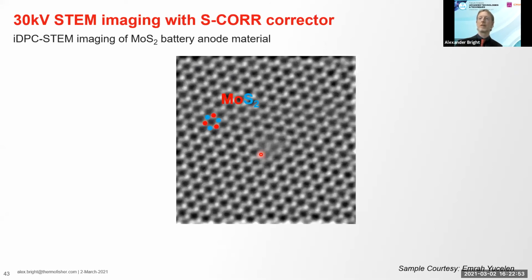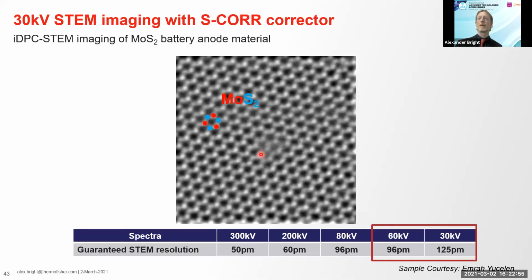So in this case, the chromatic aberration also becomes important. So combination with either our XFEG, cold FEG, or with monochromator is important in order to achieve the guaranteed resolution at 30 kV, which is now 125 picometers. So just a little over 1 angstrom.